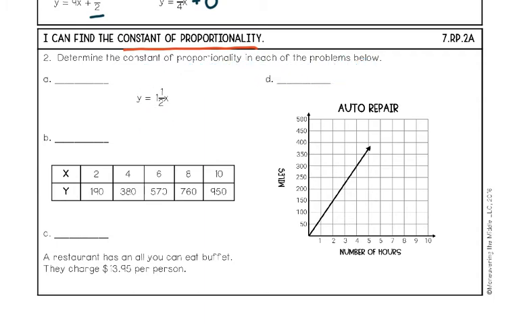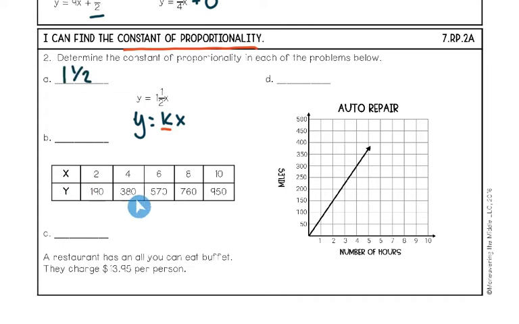So in the first one, you're given an equation. When you're given an equation, this should be easy. On your reference sheet, you can see that the equation for a proportional relationship is y equals kx, and k is always the number that's next to x. So the constant of proportionality, or the rate, is always the number that's multiplied by x. It's the one that's right next to it. So all you have to do is look at the equation and see what number is right next to x. That would be 1.5. So that would be your constant of proportionality.